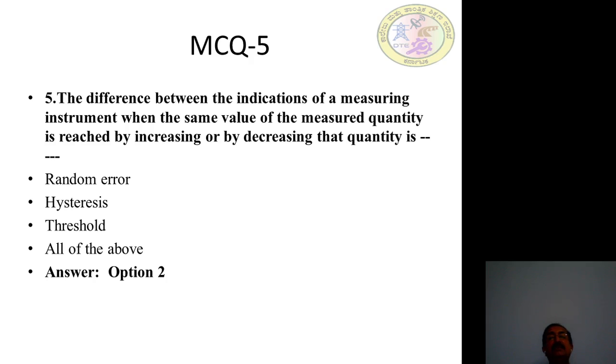Another example I quoted is magnetism. When you magnetize a ferrous metal, the magnetism reaches its maximum value. When you want to demagnetize, it has to come back to the original, zero position. But it will not. While demagnetizing, it will not come to the 0 position. Some of the magnetism will be retained by the material. That is called hysteresis. Options given: random error, hysteresis, threshold, all of the above. The option is hysteresis.